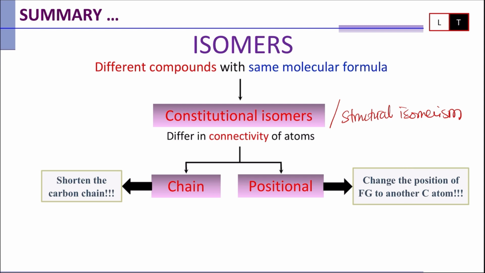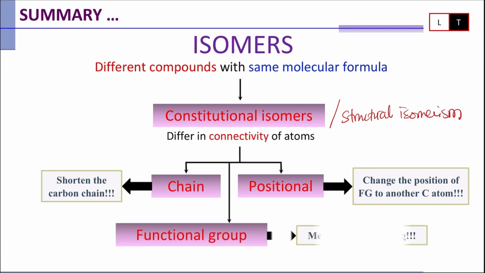You change the position of functional group to another carbon atom. Syarat dia mesti ada functional group dalam awak punya compound. Kalau tak boleh buat positional. And then the next one, last kali kita belajar functional group isomerism di mana kita perlu hafal 4 couples here.